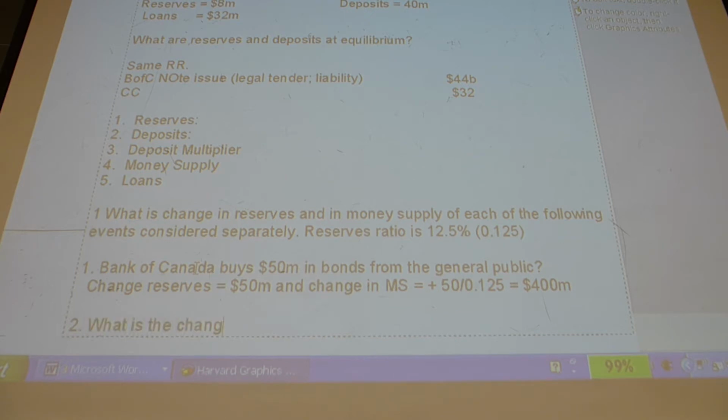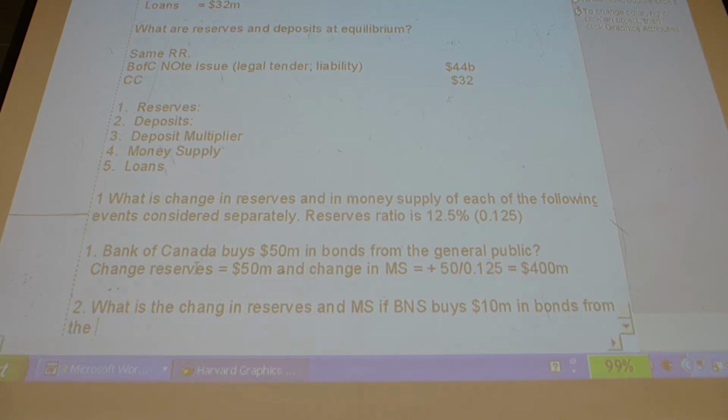What is the change in reserves and money supply if the Bank of Nova Scotia buys 10 million in bonds from the Bank of Montreal? What's the change in reserves? Here's my clue. Follow the money. Always follow the money. There's only one magical person in this game.